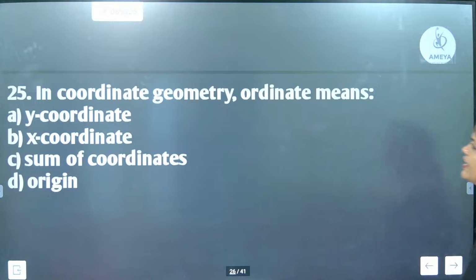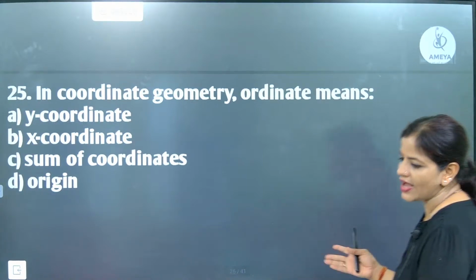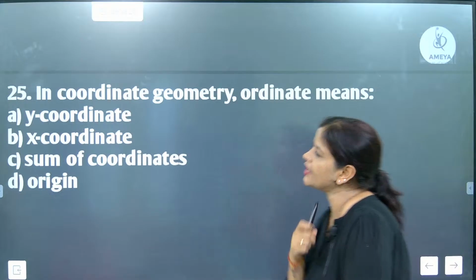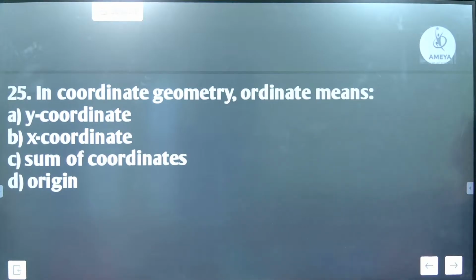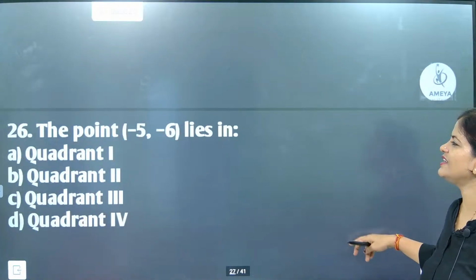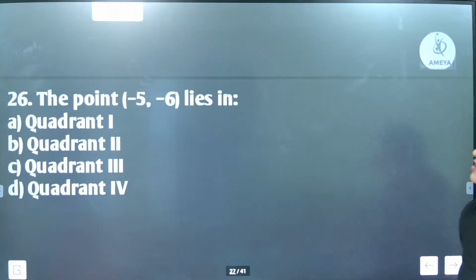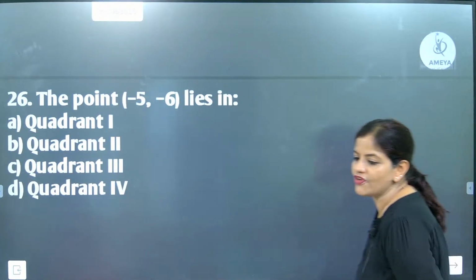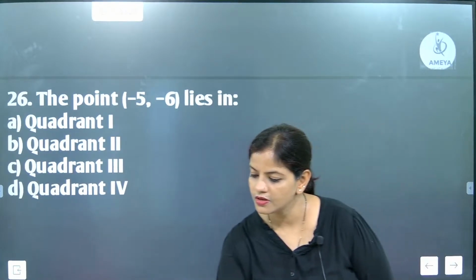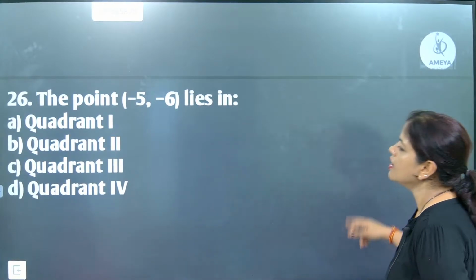In coordinate geometry, ordinate means the y coordinate. Understood? So they will be twisting and turning the questions. We must be ready. Now, in which quadrant does it lie? Come on, fast. Which quadrant? Third quadrant.